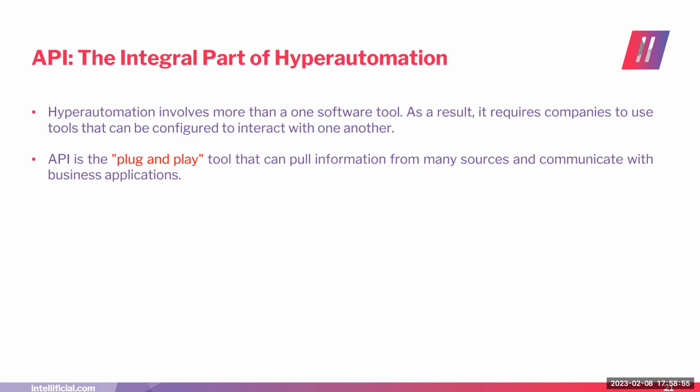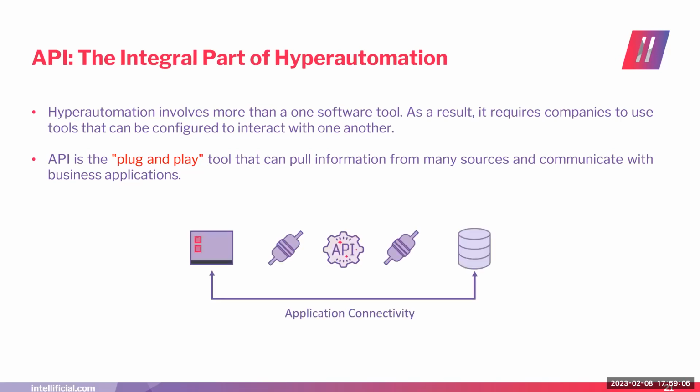So API is the underlying technology in hyperautomation that can be plugged and played to pull information from many sources and communicate with other business applications. So if you are wondering how hyperautomation works, it's simple. It's API technology behind it that drives the hyperautomation.